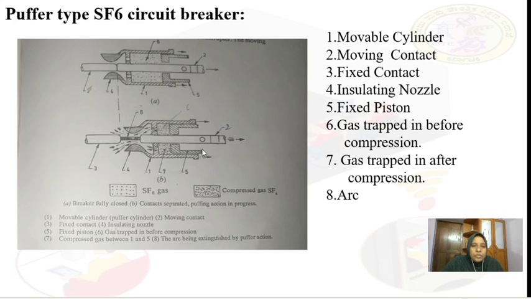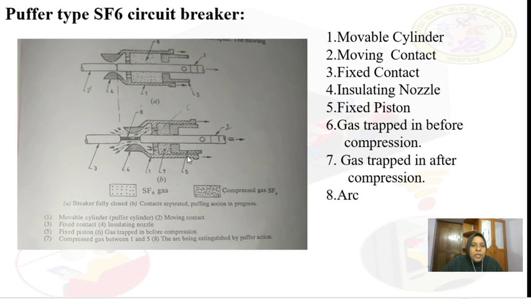The first part here that you can see is called a movable cylinder. That means you can move it. Movable cylinder. It is fixed on a movable contact. So number one is a movable cylinder. Number two is a moving contact. And the third one is a fixed contact. And these two things that you can see are nothing but an insulating nozzle. It is a small opening which was wide here. It is reduced to a small opening. So it is an insulating nozzle.